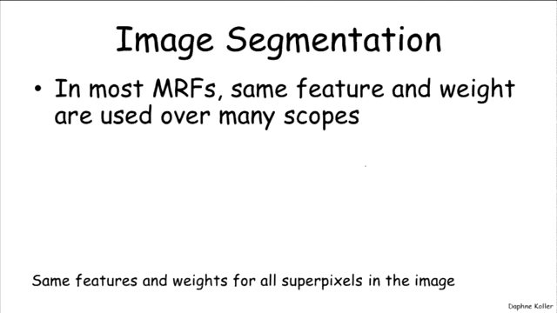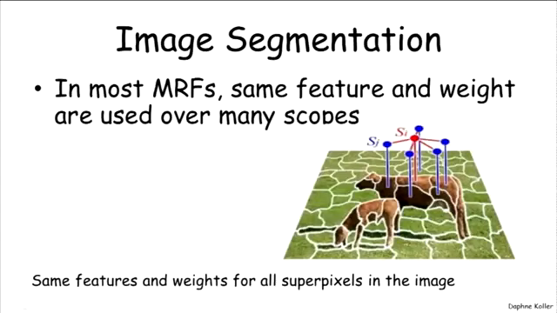Image segmentation. In this example, once again, we have node potentials that represent the connection between the image features and the label. And once again, we're going to use the exact same potentials for all pixels. And we're going to have a different set of potentials that are going to be reused for all adjacent pairs of pixels or superpixels. So how do we do this? It turns out to be really simple.